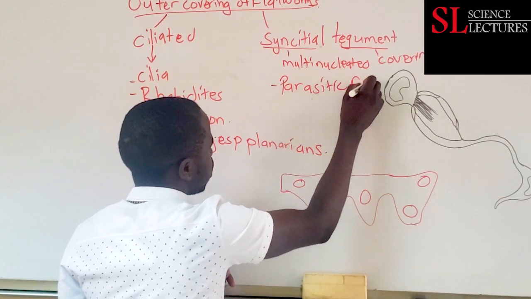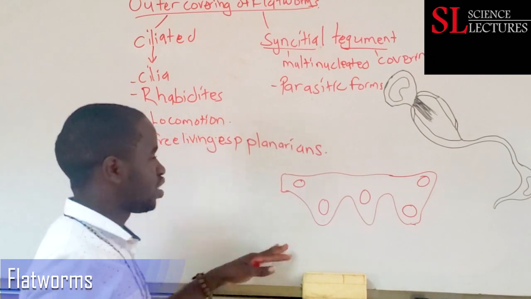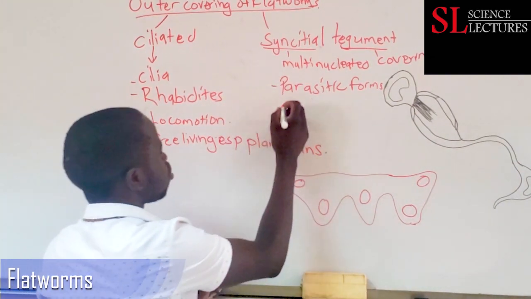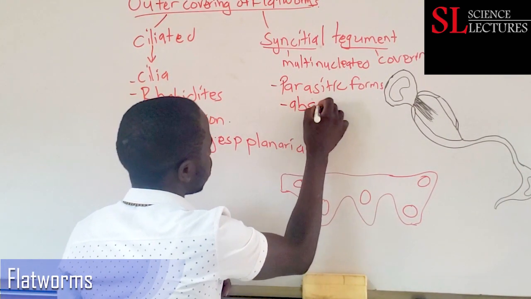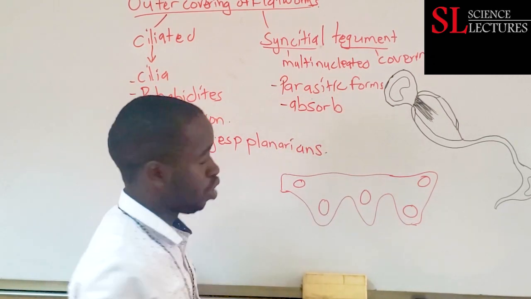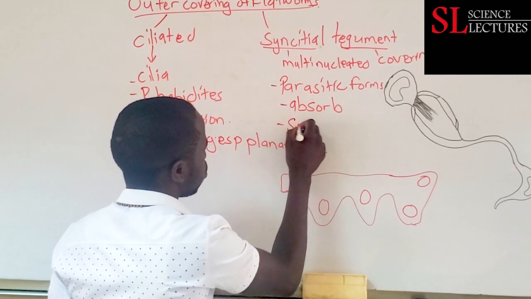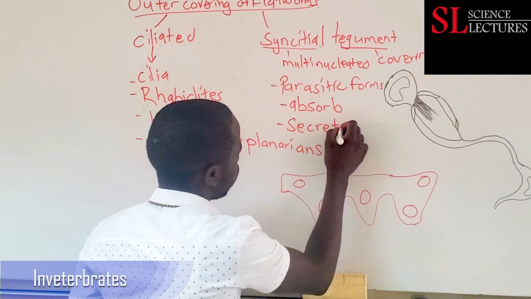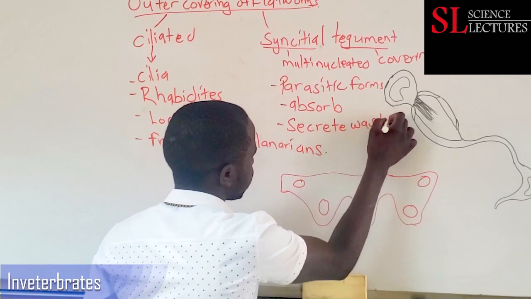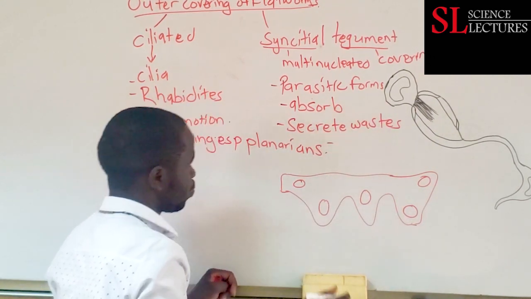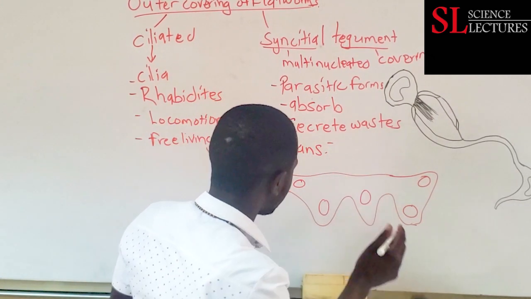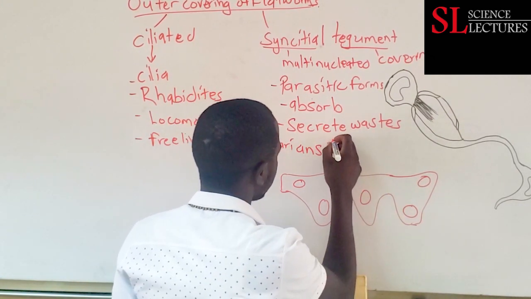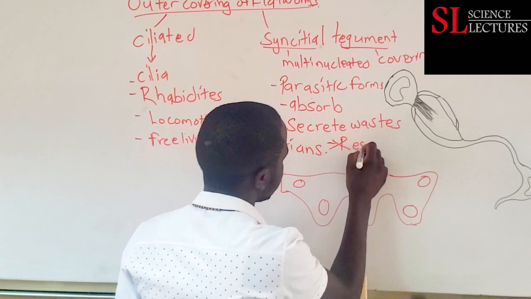Of flatworms, because as we shall be seeing later, it was essential for them to absorb nutrients from the host. Number two, secrete wastes from their body. And number three, resist digestive enzymes.